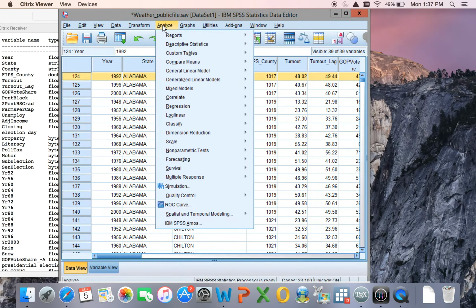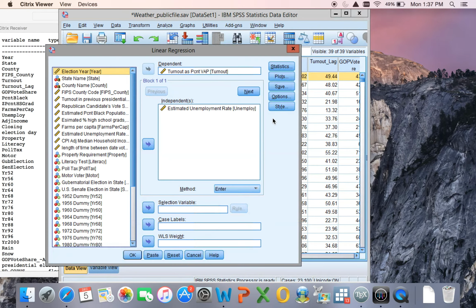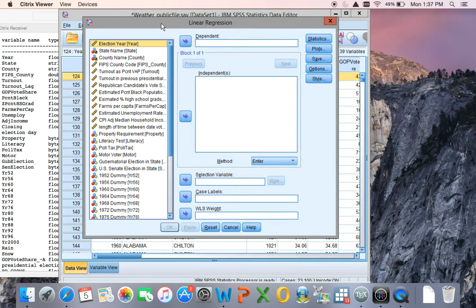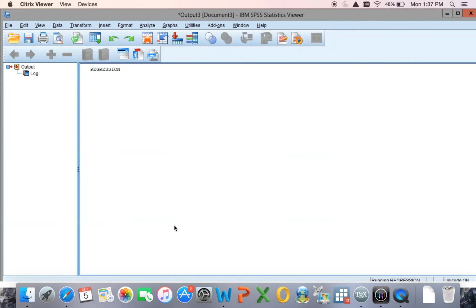To run the bivariate regression, you go Analyze, Regression, Linear. From a previous video I had these already in here, but we'll reset it and make sure it looks like what you've got on your screen. The dependent is our dependent variable, and we wanted that to be the turnout, so move turnout over. And the estimated unemployment rate, we want that to be our independent variable, so move that over. Click OK, and the output will give you a bivariate regression.